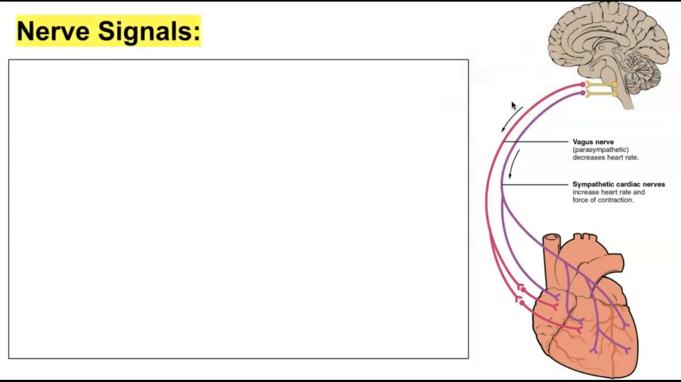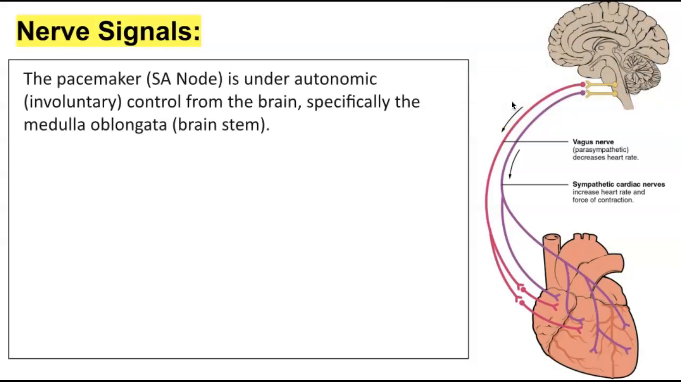The first thing we're going to learn about is the nerve signals. So the pacemaker, which we know is the SA node, is under autonomic or involuntary control from the brain. So the SA node, you cannot control it voluntarily in any way. It is completely controlled on its own. You cannot think in your head, okay, heart, stop beating or beat faster.